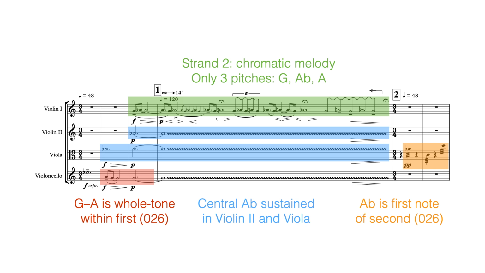That gap is filled in with a trilled A flat in viola and second violin. Then the same space is filled again and again by the chromatic melody and its four-note series, A, G, A flat, G. That central A flat is reinforced one more time as the first note of the second 026.